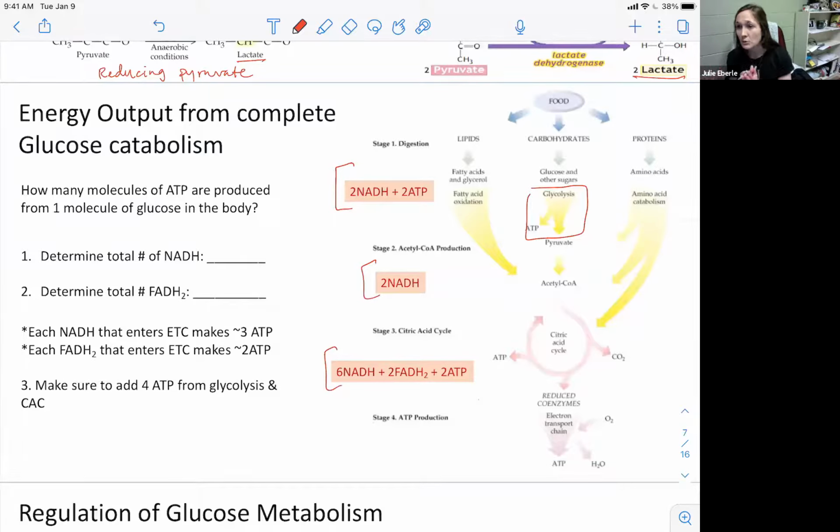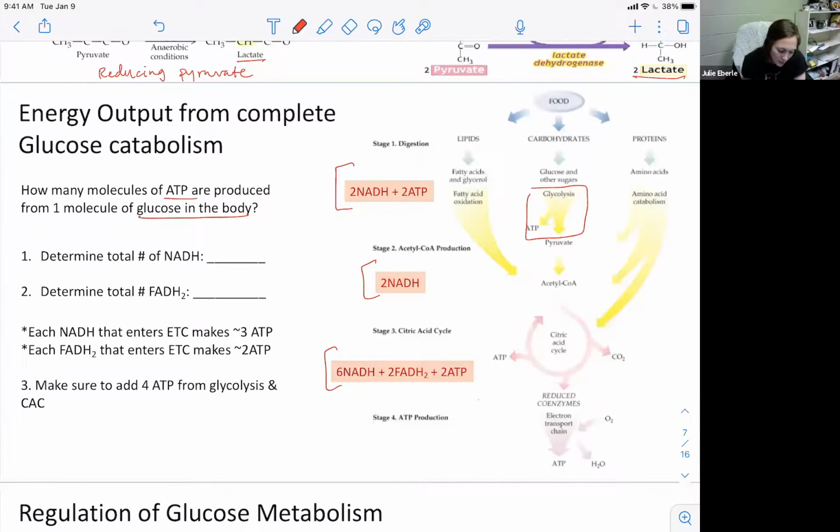The NADH, we know NADH is useful for making ATP. That's what feeds electron transport. FADH2 as well. And then the small amounts of ATP we get from glycolysis and the citric acid cycle along the way. So now we need to add all of this up. The question is how many molecules of ATP are produced from one molecule of glucose in the body?